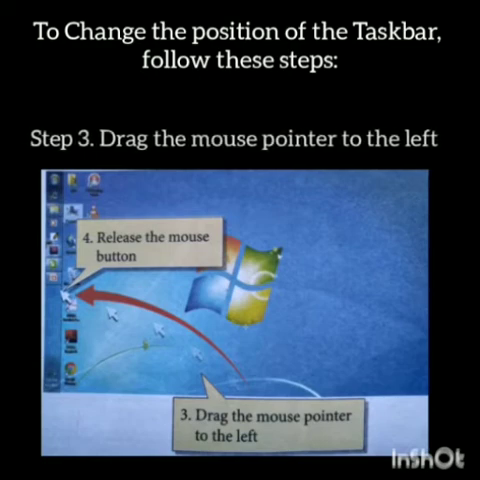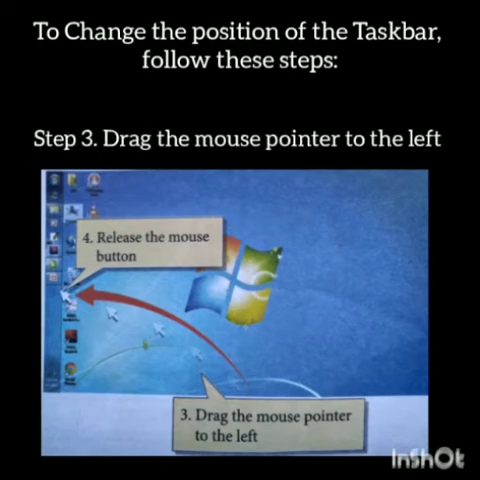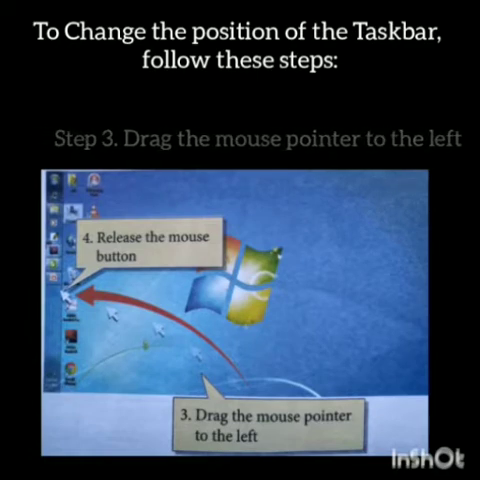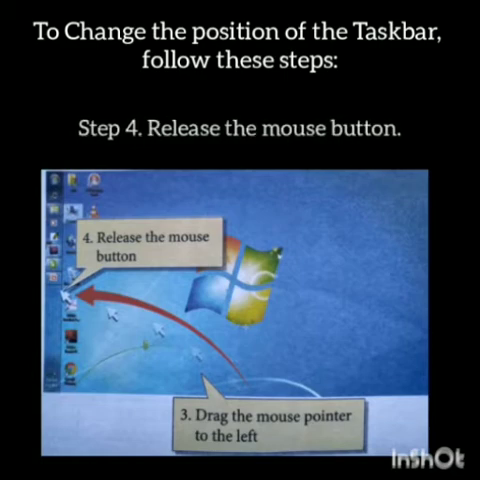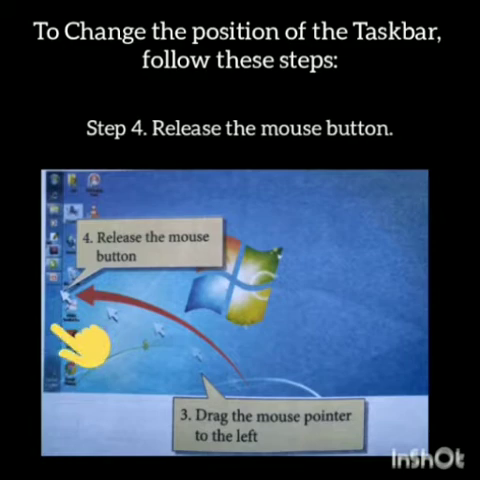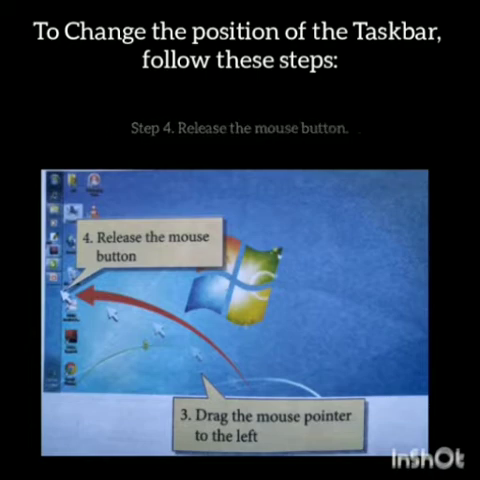Now step number 3. Drag the mouse pointer to the left. Children, you can drag the mouse pointer to any of the four sides. Means if you want to drag it to the right side, you can drag it there. If you want to place the taskbar on the top or at the bottom, you can do this respectively. Now step number 4, release the mouse button. Now children, you will see that we have dragged the mouse pointer to the left, so the taskbar is placed at the left side. This is how you can change the position of a taskbar.